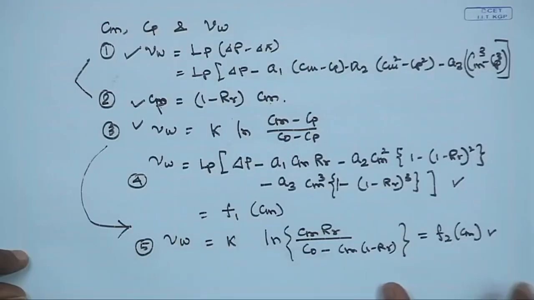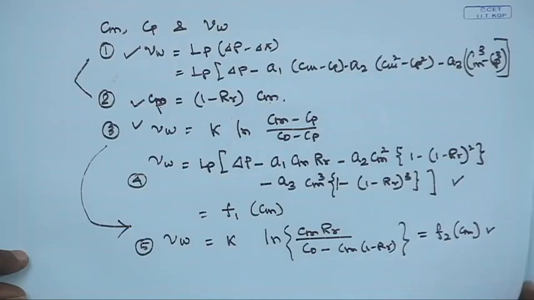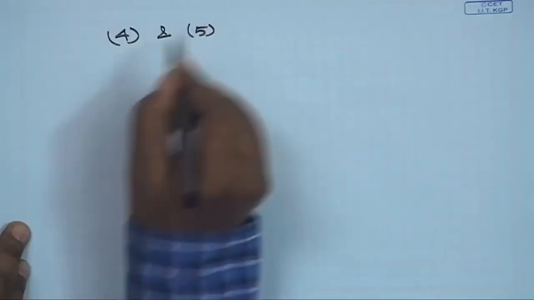Now, what are these two equations? They are algebraic equations, basically coupled nonlinear algebraic equations, and therefore they can be solved using the Newton-Raphson method with a guess value of Cm. So, we use a guess value of Cm, and we equate equations 4 and 5. If we equate equations 4 and 5, we will land up with only one equation in Cm.